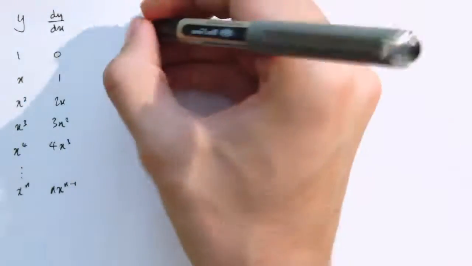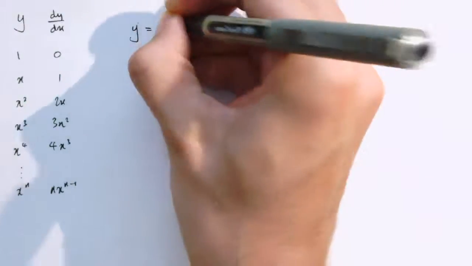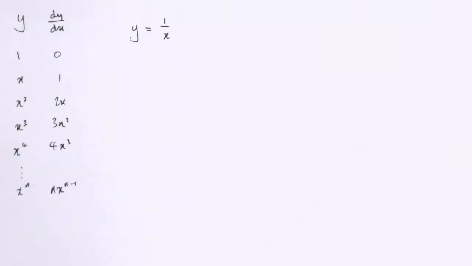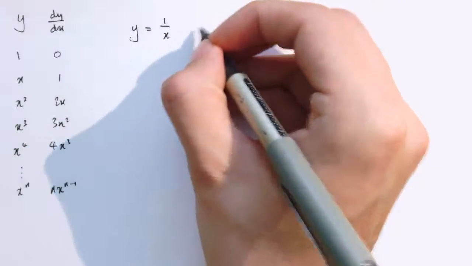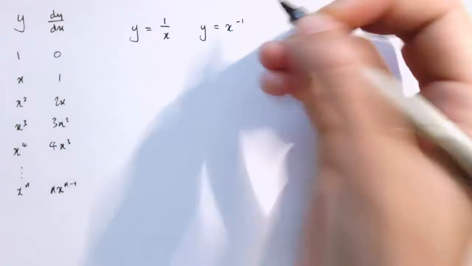So, for example, if I wanted to try and differentiate something like y equals 1 over x, we could still do that using this rule. We'd have to be convinced that it works, and it does work. But this is actually just an example of something of this form in a way, because I can rewrite 1 over x as x to the minus 1.